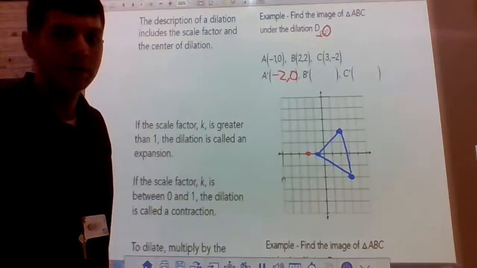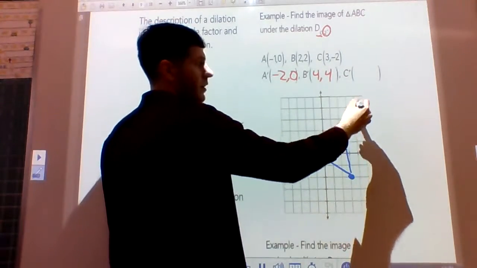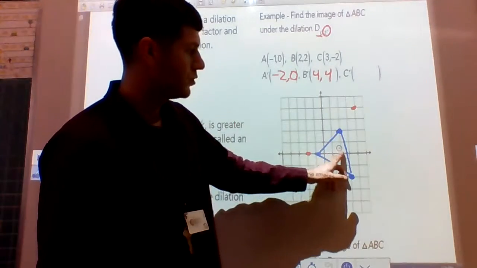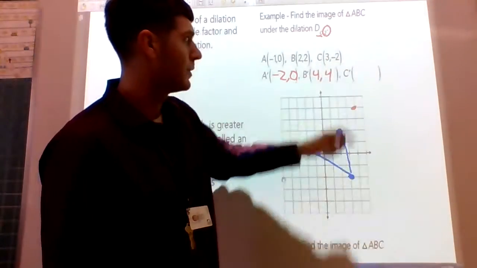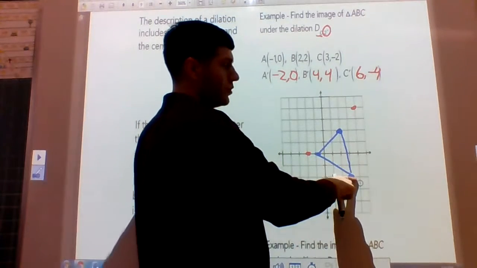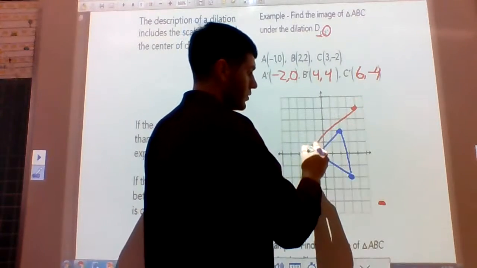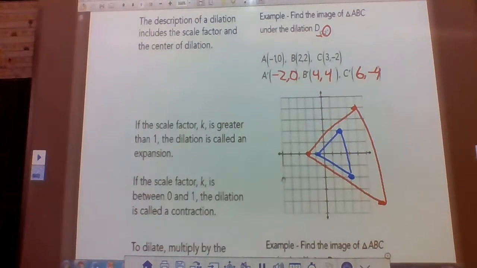2, 2, we multiply by a scale factor of 2. That's going to be 4, 4. This point is now twice as far from the origin as it was before. The original was 2 right, up 2. Now we're 4 right, up 4. Multiply by 2, we get 6 and negative 4. The original point was 3 over, 3 down 2. Now we're over 6, down 4. So our point is twice as far away from the origin as it was before. All the points have gotten twice as far from the origin as they were before.